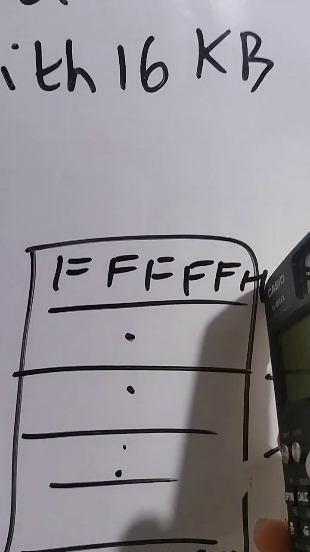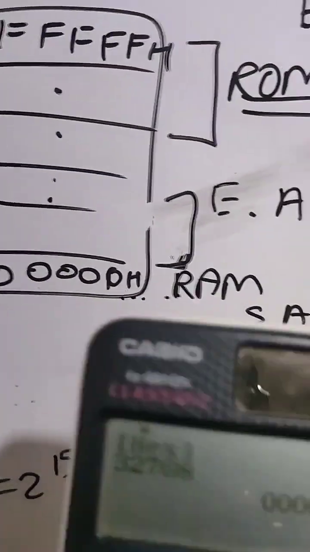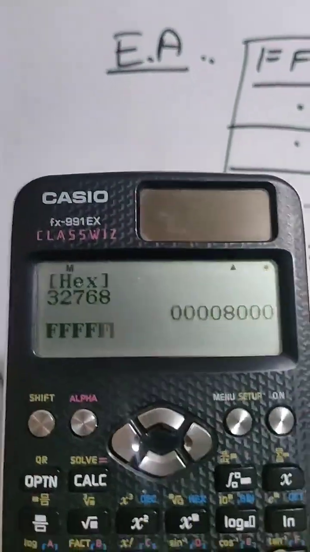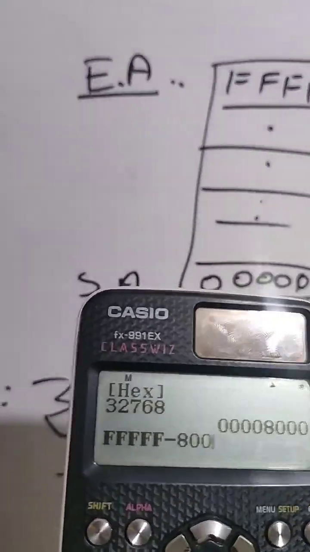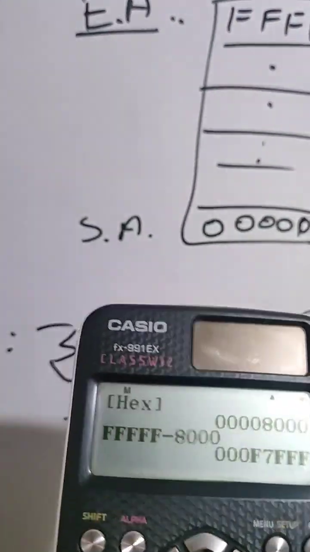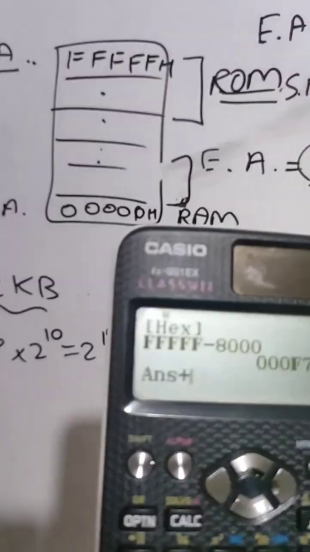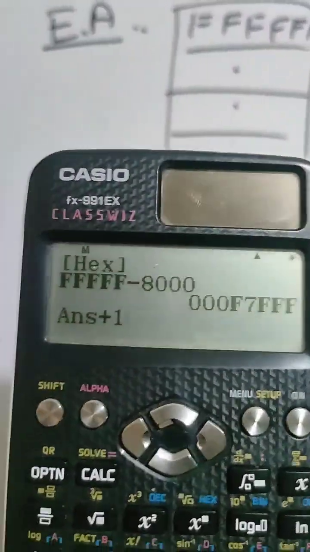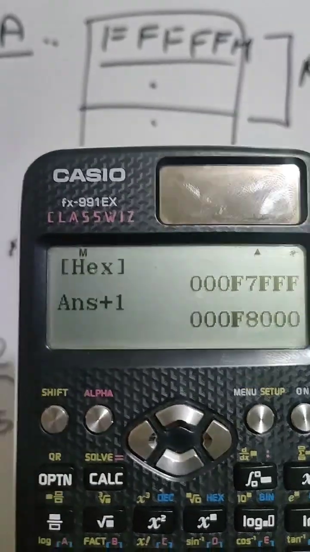So this is our last address, the final address. If we subtract this 8000 from our final address, we should get our starting address, no? So FFFFF minus 8000 gives the starting address, okay? And lastly, since this is 0 based indexing, you need to do a +1. For ROM you need to do a +1. In case of RAM you need to do -1, okay? For ROM +1, RAM -1.